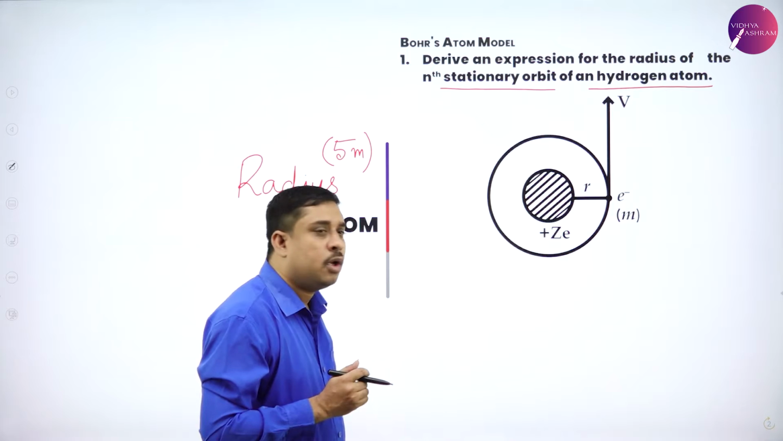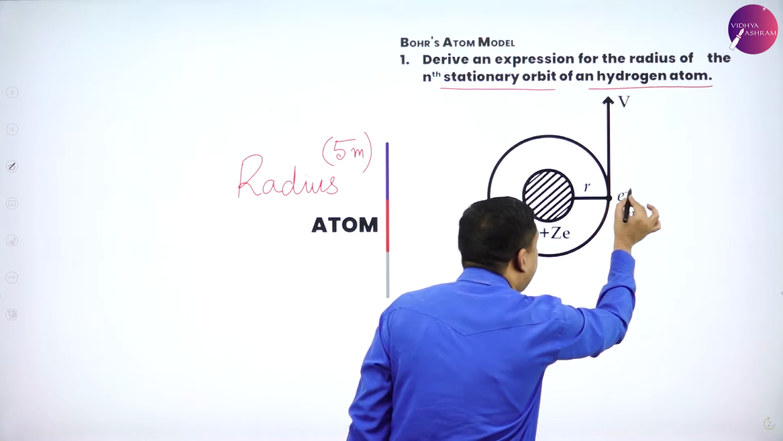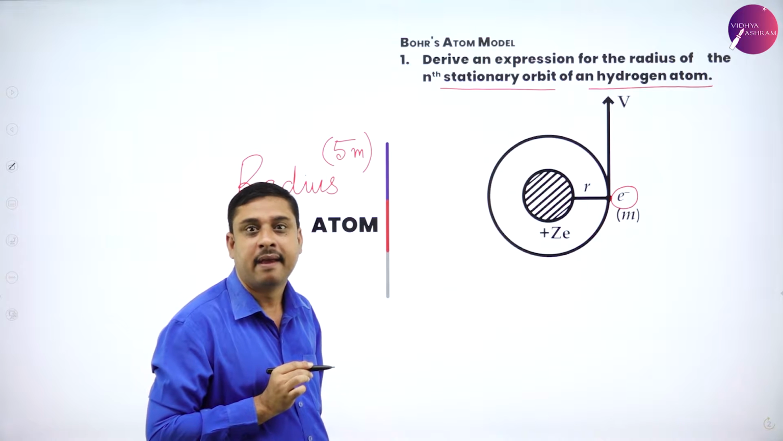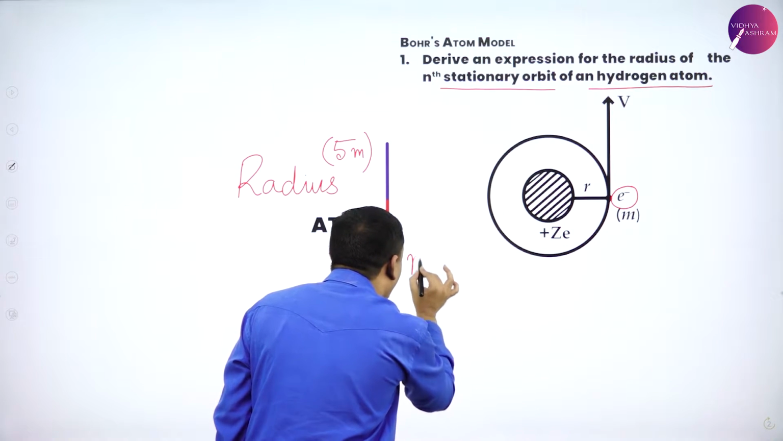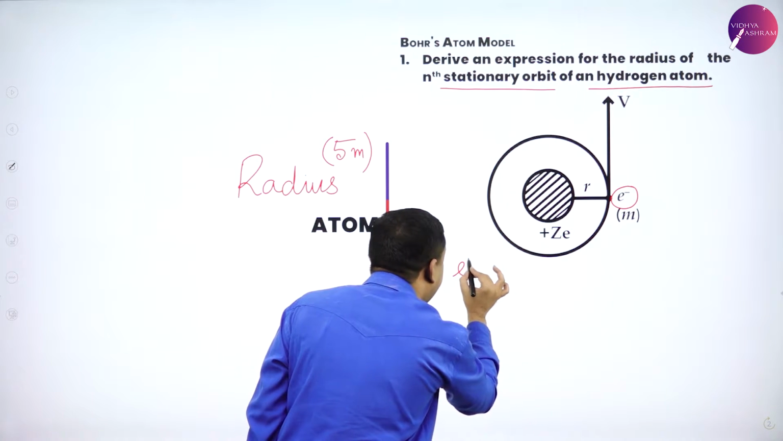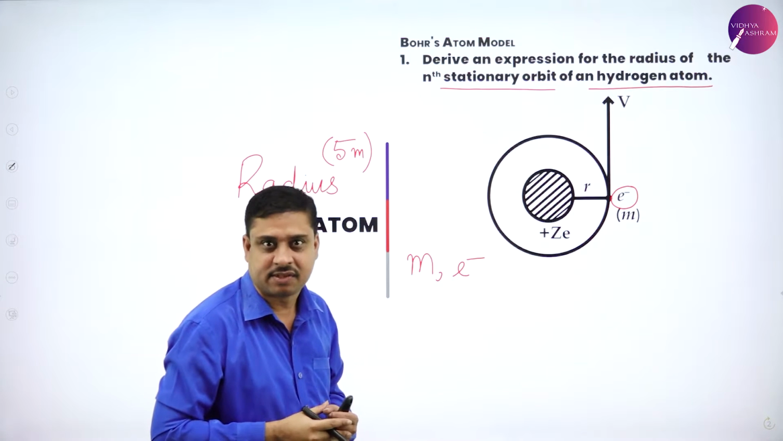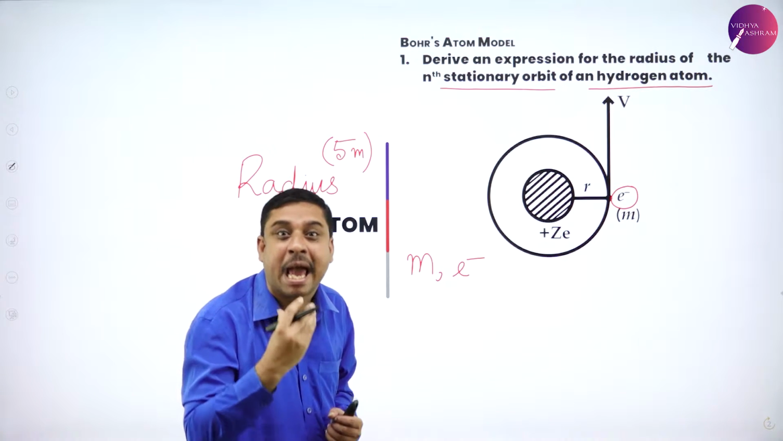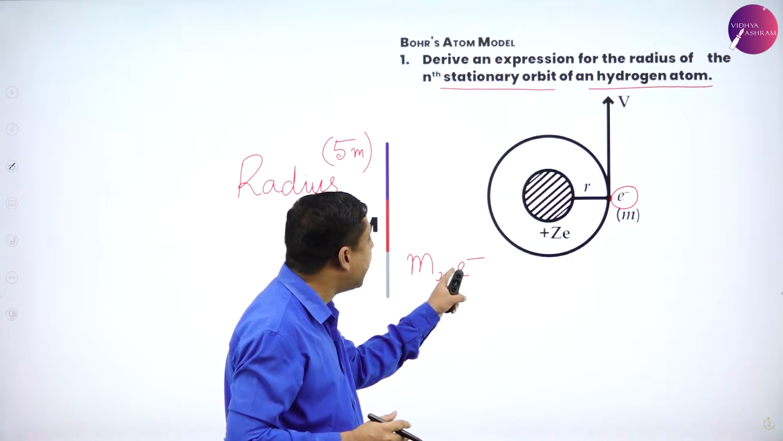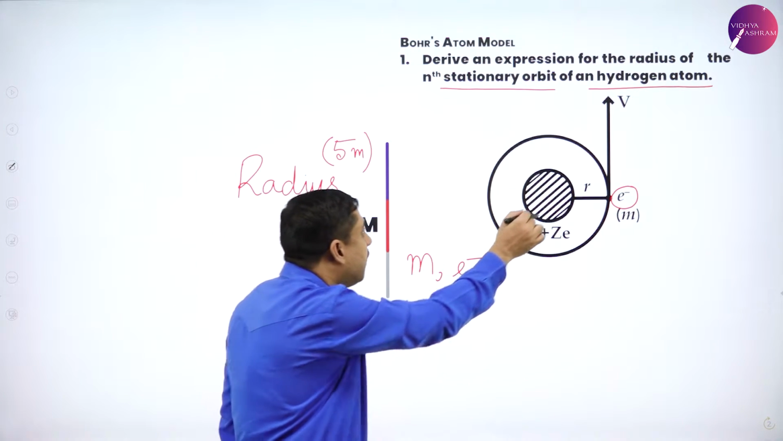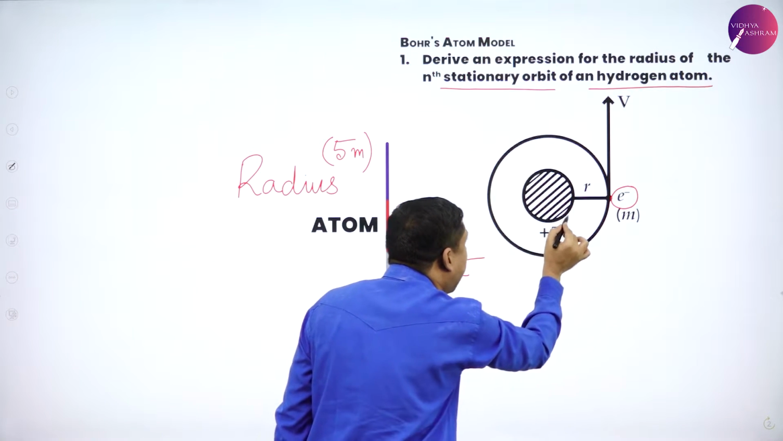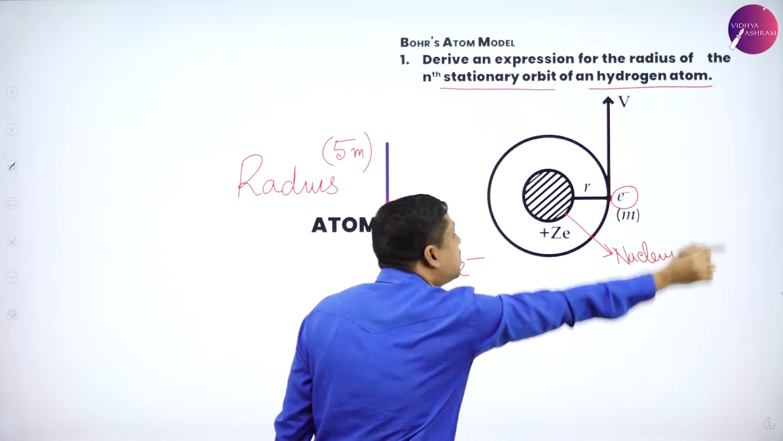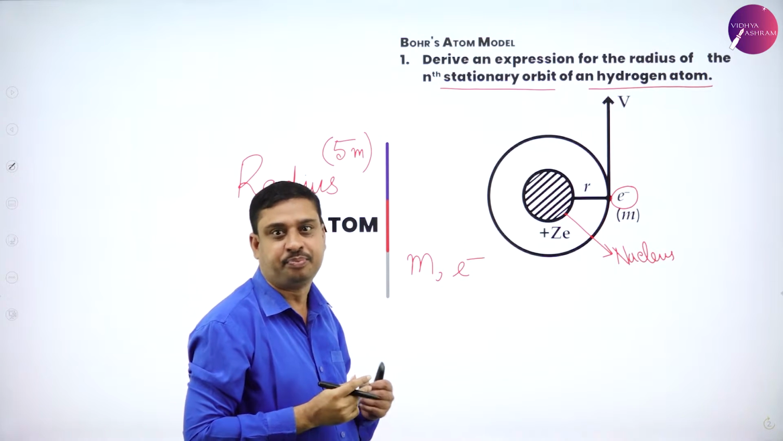Now, to begin with, I will consider an electron. An electron of mass m and charge minus e. There is an electron whose mass is m, whose charge is minus e, which is revolving around a nucleus, the nucleus of the hydrogen atom.